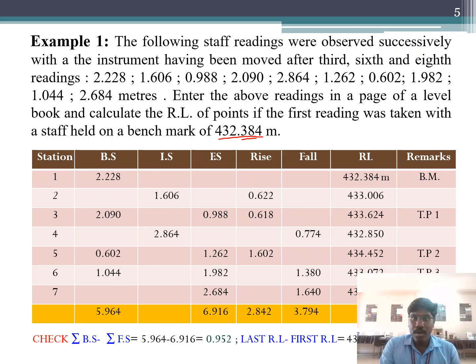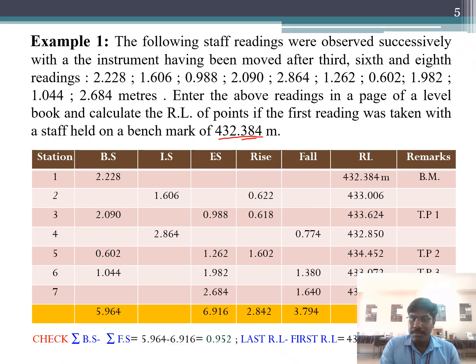You can see the problem: after the third point the instrument shifted. So that second point is intermediate and the third point is the foresight. Intermediate 1.606 and foresight value 0.988. So after the third reading, the instrument is shifted, so automatically the fourth value can be considered as the backside value. In corresponding foresight, you can write the fourth reading as the backside 2.090.